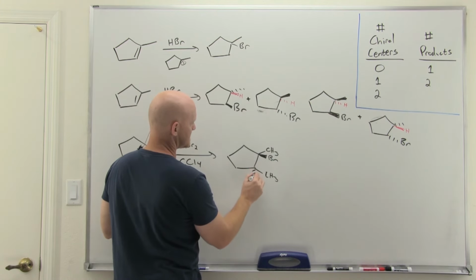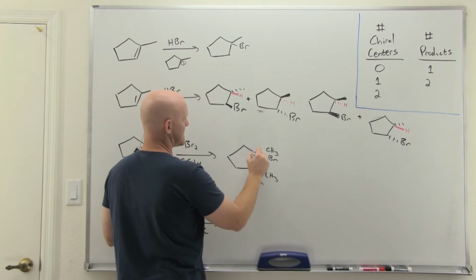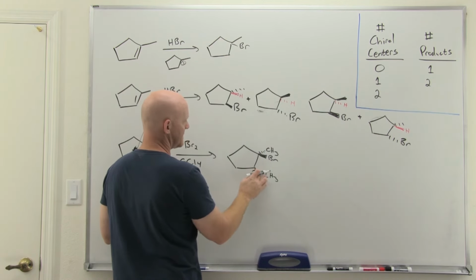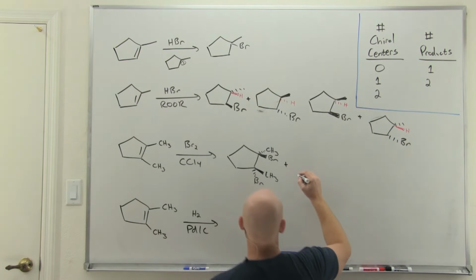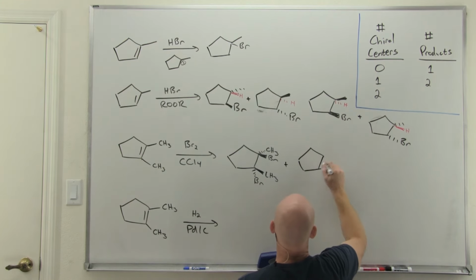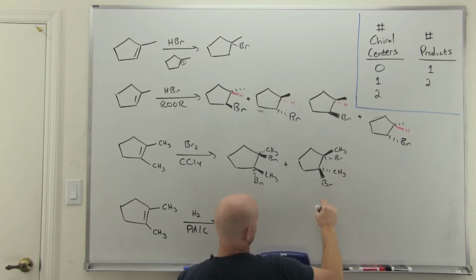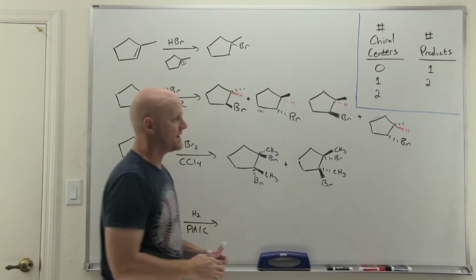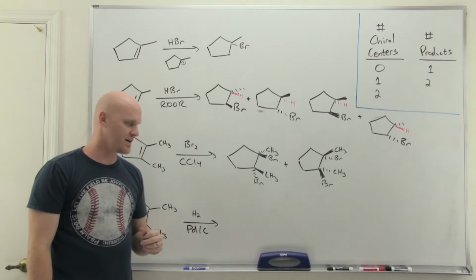So if one's a wedge, the other's a dash, but that means we've got to show stereochemistry all the way around. If this bromine's a wedge, that means this methyl group's a dash. And if here the bromine's a dash, that means this methyl group's a wedge. And then we draw the enantiomer as well. Cool. Pair of enantiomers yet again. So we form 2 chiral centers, but it's anti-addition, so we only got the 2 anti-products.